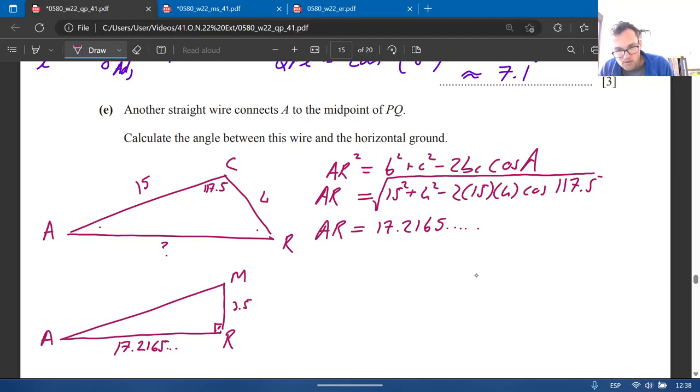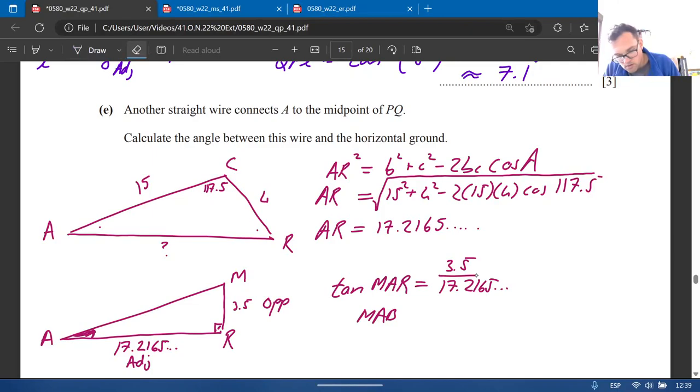So we want the angle between the wire and the horizontal ground. The horizontal ground is AR. Right angle triangle. We want to find this angle here, which means we can now use SOH CAH TOA. Again, this is the opposite. This is the adjacent. So to find the angle, we need to use tan. We want to use angle MAR. It's going to be the opposite over the adjacent. So the inverse of tan.